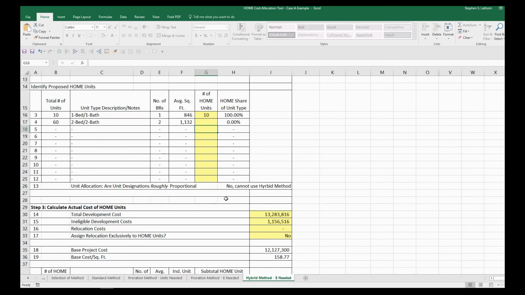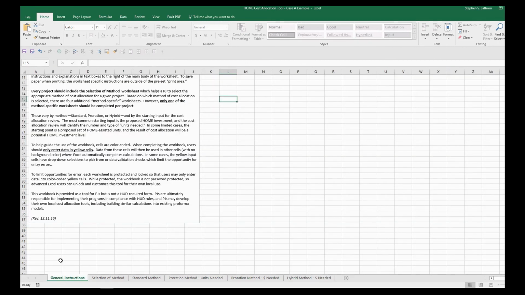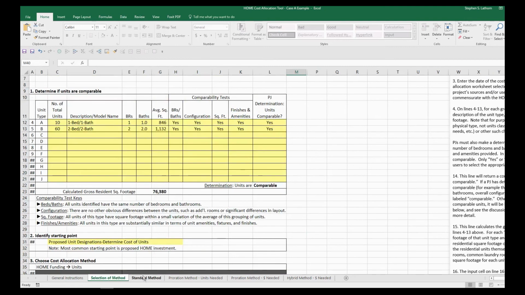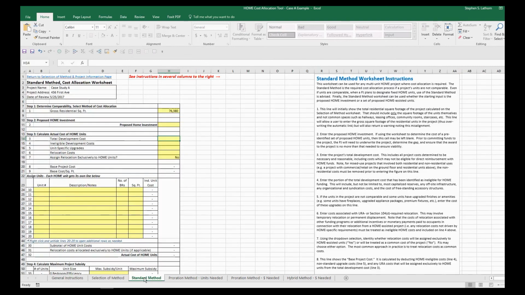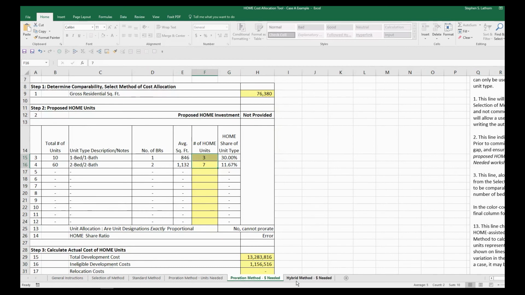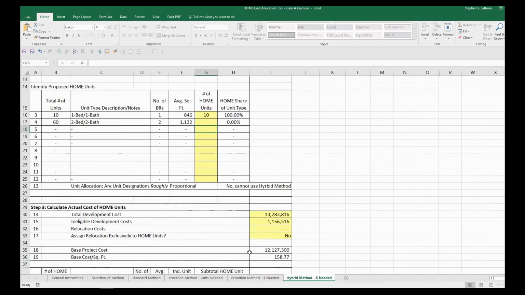So hopefully you've now had the opportunity to understand how to use the overall cost allocation tool. Again, the general instructions page gives you some hints about the whole thing. Every project will fill out the selection of method page, and then you will use one of the remaining spreadsheets for each project. So you may be using the standard method, you may be going a very common path and using the proration method from dollars and calculating the units needed, or if you're using a method where you go from units to dollars, you may end up using either the proration method or the hybrid method, provided that your units are comparable.